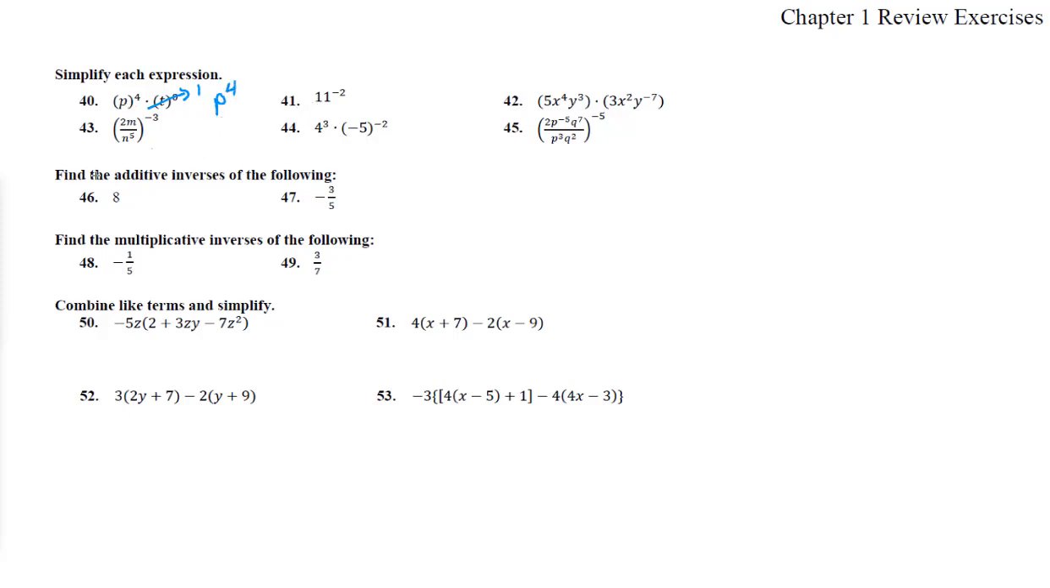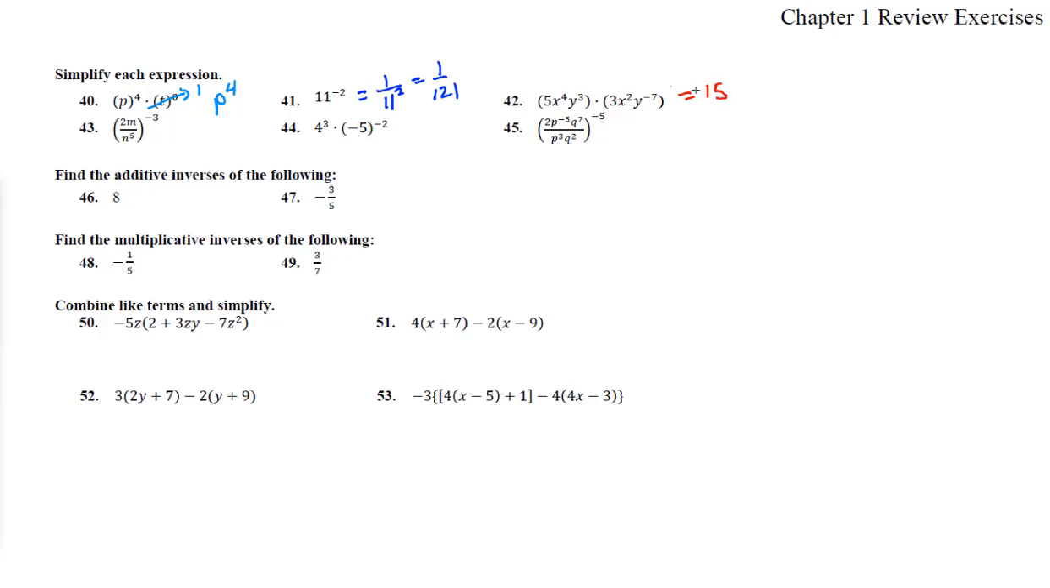Number 41, 11 to the negative 2 power. Negative exponents, put it on the bottom. So this is 1 over 11 squared. That's going to be 1 over 121. Excellent. Number 42. This is just straight multiplication, so this is going to be 5 times 3 is 15.